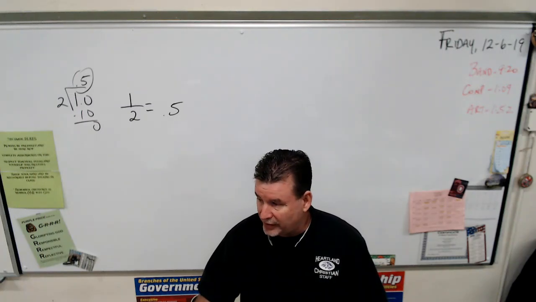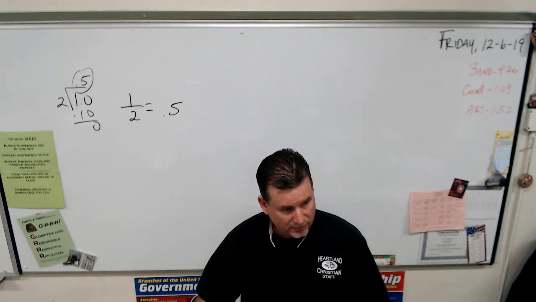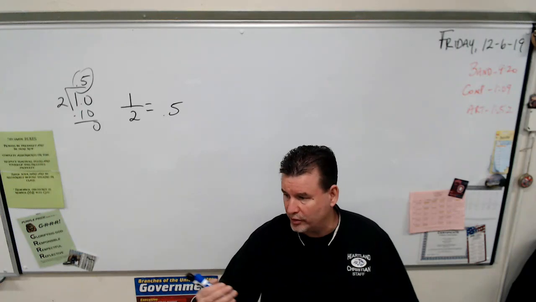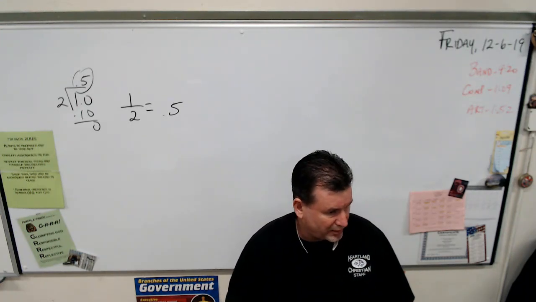Make sense? It either ends or it repeats. So 0.55, you would write 55 over 100. You would reduce that to 11/20. That's it. Comes out perfectly.